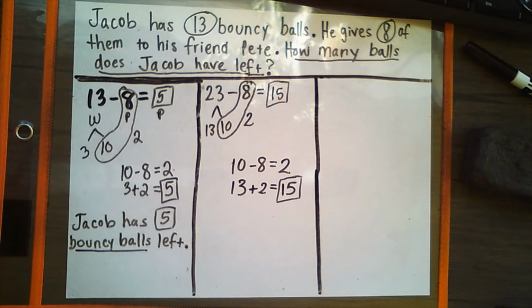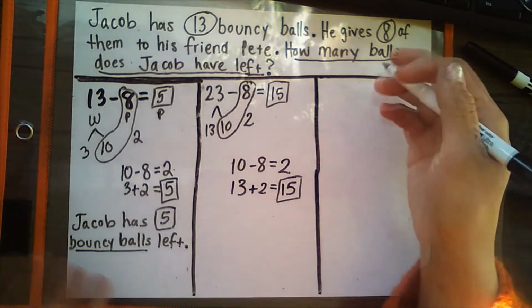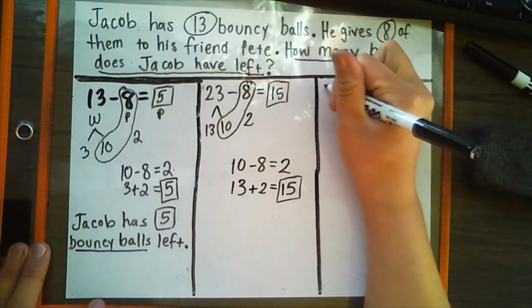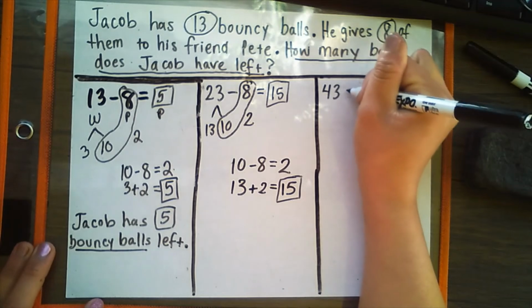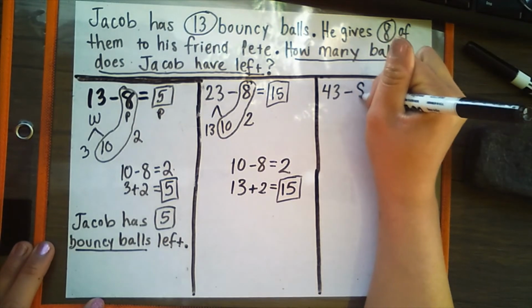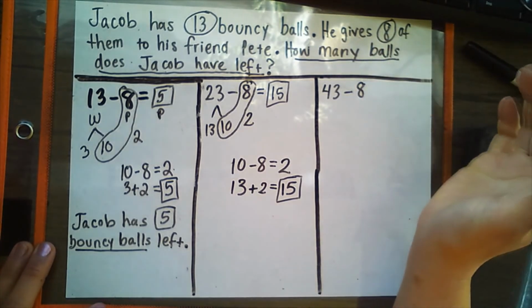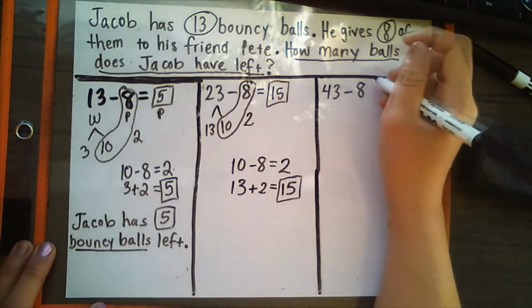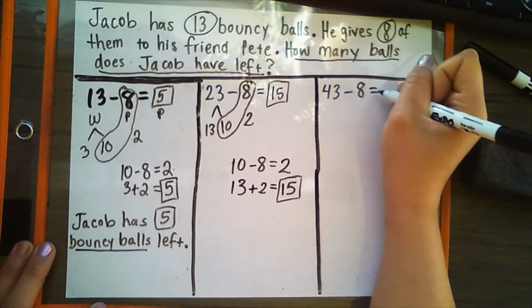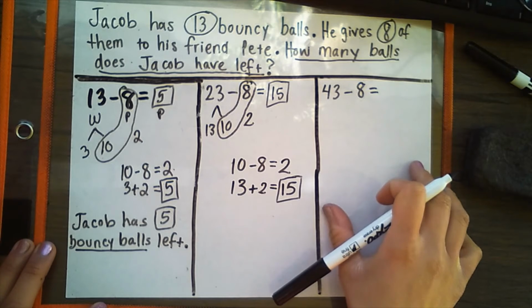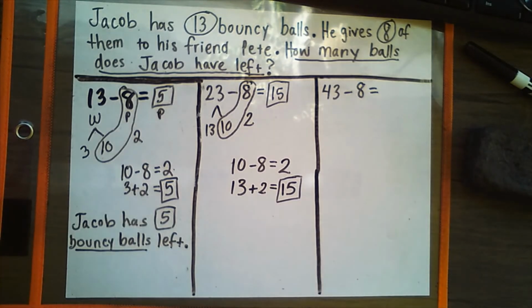Now, let's keep going, my friends, okay? Let's pretend now that Jacob has 43 bouncy balls, and then he decided to share the same amount, so to share 8 balls with Pete. I want you to pause again here, and I want you to work on this problem by yourself first before we work together as a team. And make sure you use the take from 10 strategy, okay?